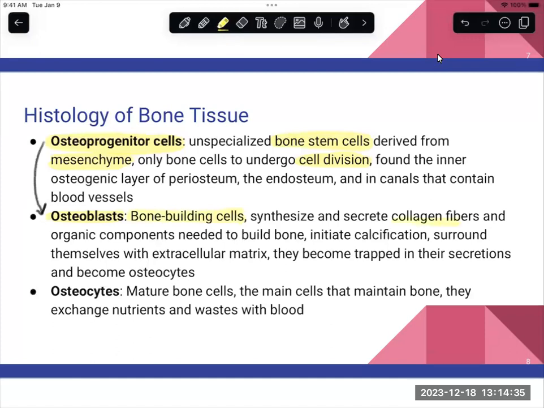They make those collagen fibers. They initiate that calcification, so that hardening of our bones. And they kind of build bone all around them. They completely surround themselves with that extracellular matrix. They pretty much trap themselves in. So once they've built all the bone and trapped themselves in this small area, they become those osteocytes. So this cell eventually becomes that cell.